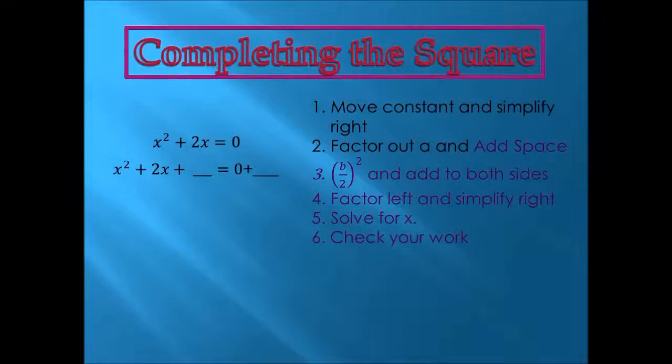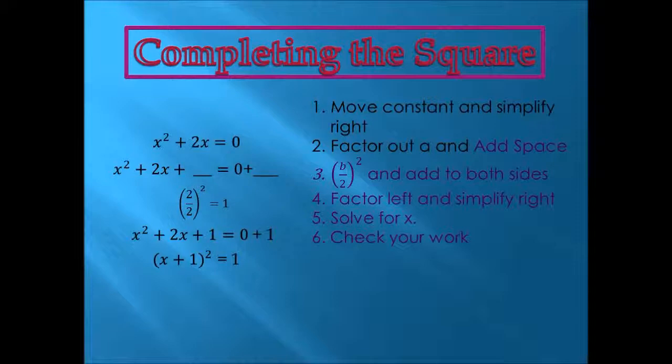Then we take our b term, which is 2, divide it by 2 and square it, and we get 1. We're going to add this number to both sides of our equation. Step 4 says to factor out your left and simplify your right. So on the left, we're left with x plus 1 squared, and then when we simplify the right, we get 0 plus 1, which is just 1.